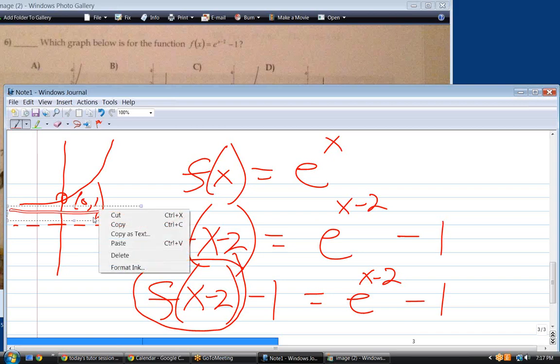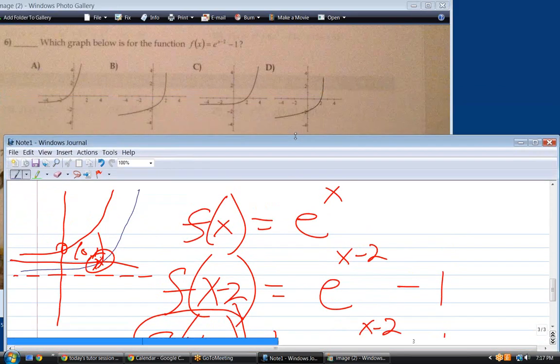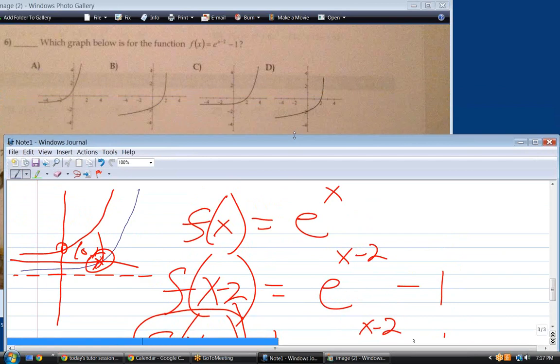So let's make this point right there. This function, e to the x minus 2 minus 1, has to go through that point. I'll draw it in blue. It's got to look like this. So that would be C. That makes sense. Yeah, C is the only one. It's got to be C.